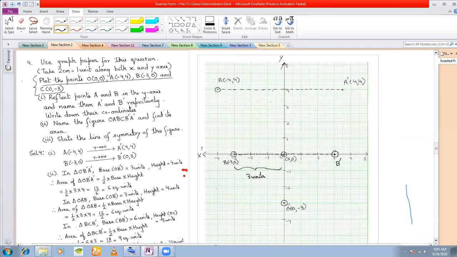And what are the coordinates of this point? Since this point lies on the x-axis, the y-coordinate will obviously be 0. And what is this distance you have taken? 3 units in the positive direction of x. So this will be (3, 0). So the coordinates of B dashed is (3, 0).